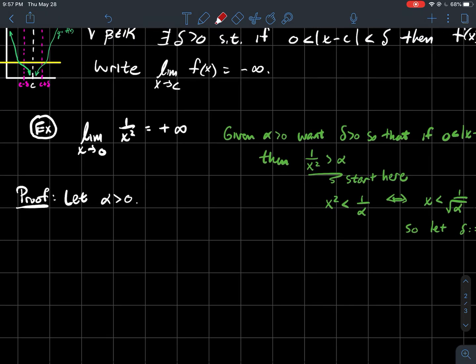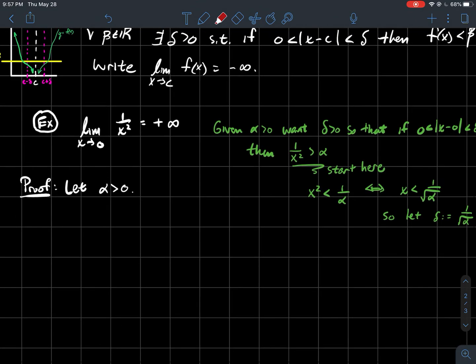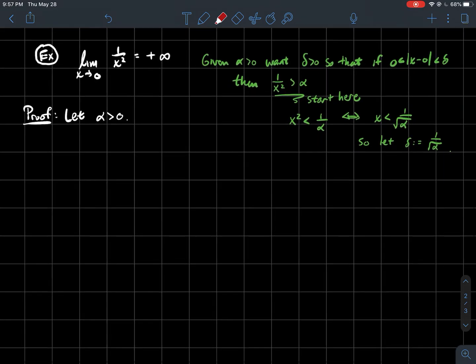And so let's look at what the formal proof would be. Remember, that was just the scratch work there. Just to remind you that for a lot of these types of proofs, you work backwards, and then your actual formal argument is going to run this way. So start with some alpha that's bigger than 0. And again, we just jump straight to the punchline, right? That delta should be 1 over square root of alpha.